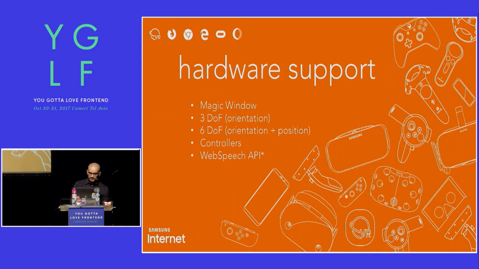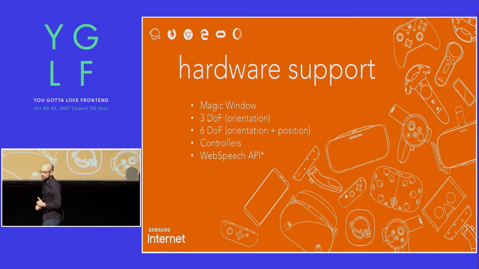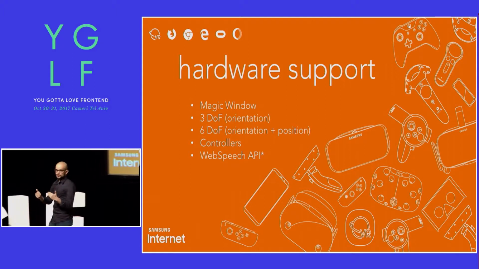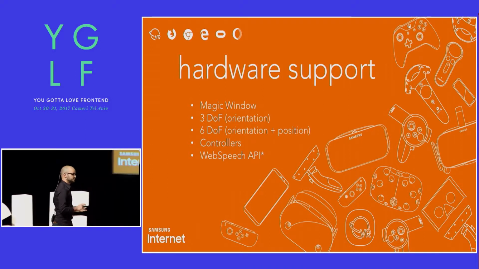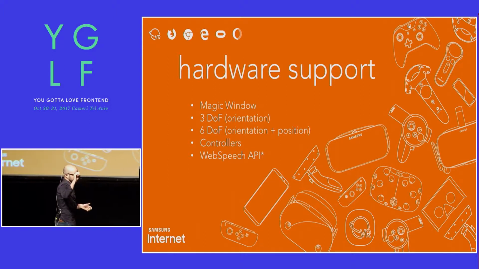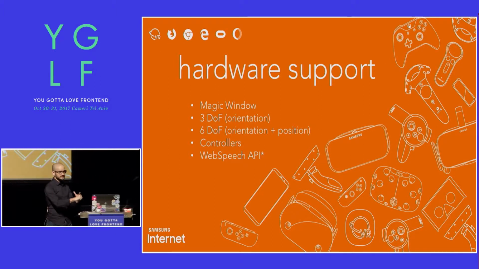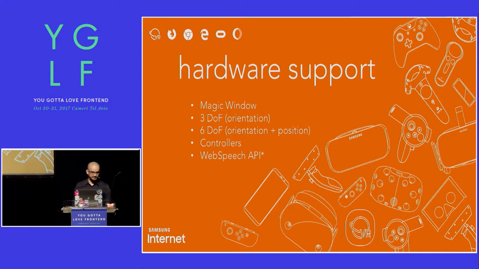So, if we look now from a hardware perspective, we have different types of experiences depending on the hardware and browsers that we're using. We can be talking about a magic window, and magic window is this experience where you're using a phone as if it were a window to the virtual world. We have 3 degrees of freedom, or basically orientation tracking. So this experience is like the Daydream and the Gear VR, where you're actually tracking the orientation of a controller. You have 6 degrees of freedom, where you're actually tracking orientation and position as well. So let's say the high-end headsets, Vive and Rift.